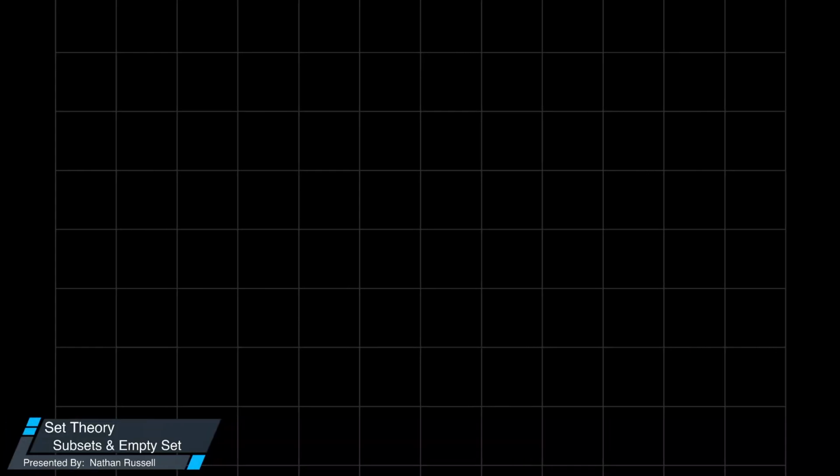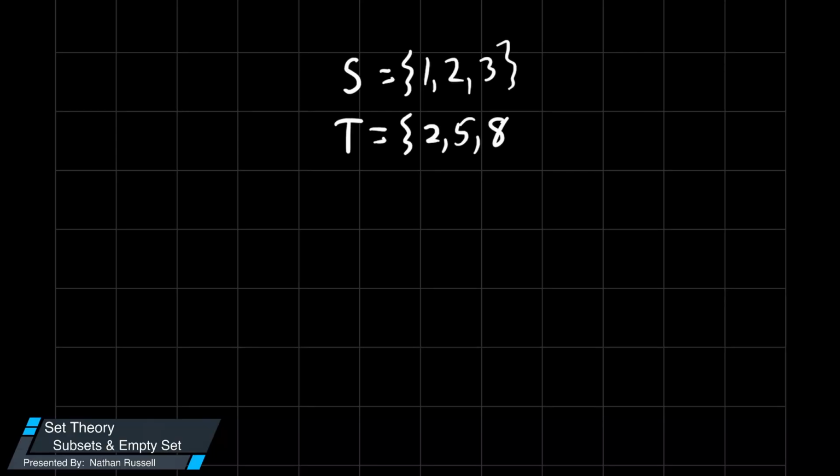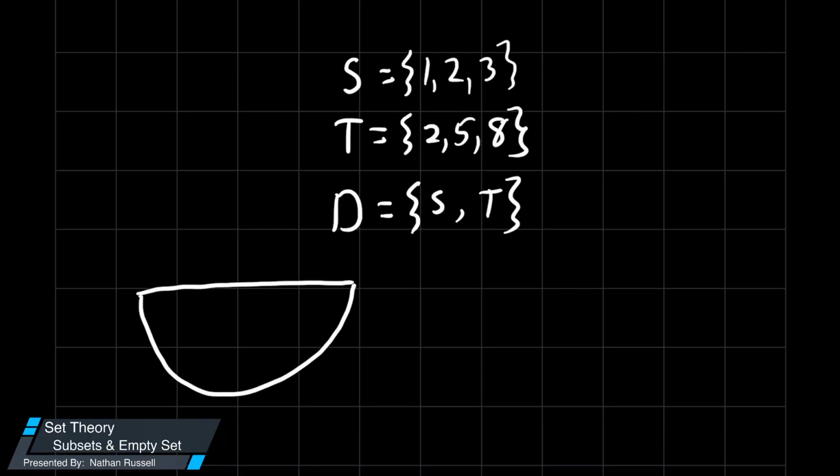Let's consider a situation where a set can contain other sets, but not be a subset. So let's first define S as the set of numbers 1, 2, 3, and let's suppose T is the set of numbers 2, 5, and 8. And let's suppose that set D is the set containing S and T. Now in this case, imagine D is effectively a set that contains two other sets, or D is a bowl and it contains two other bowls. So this is D, this is set S, this is T.